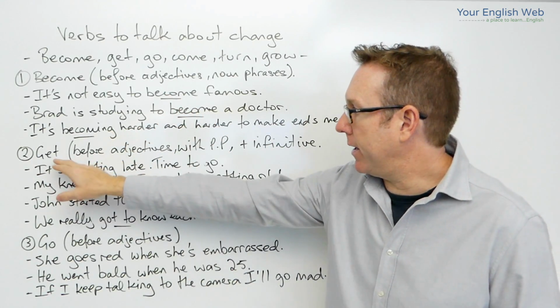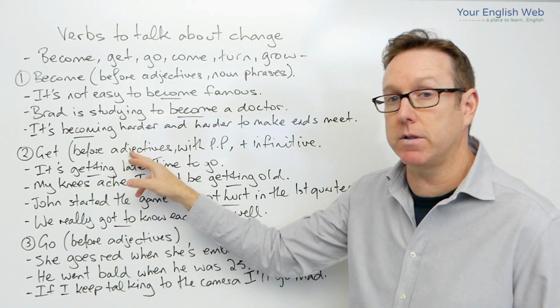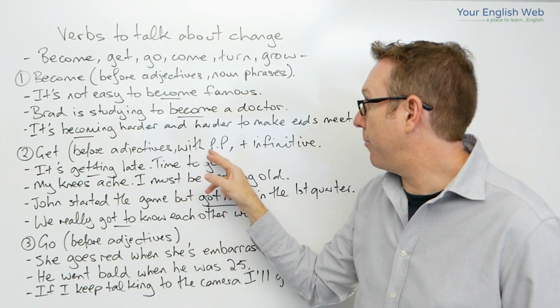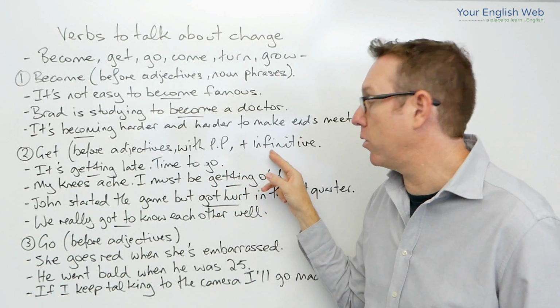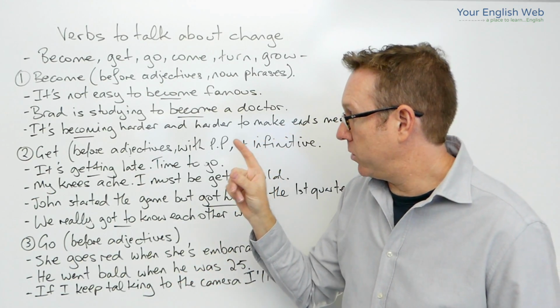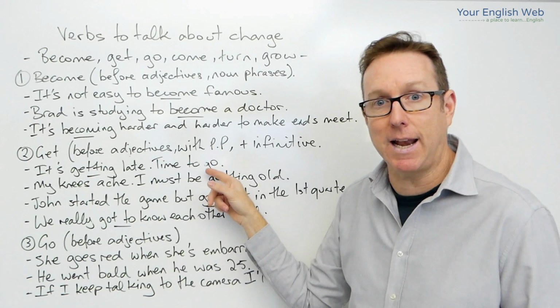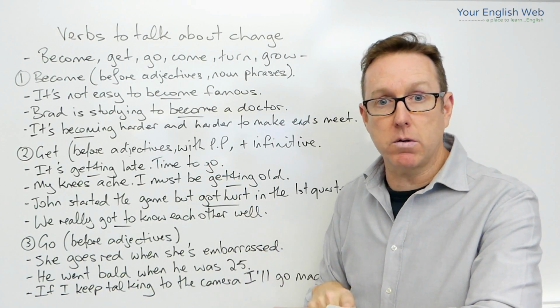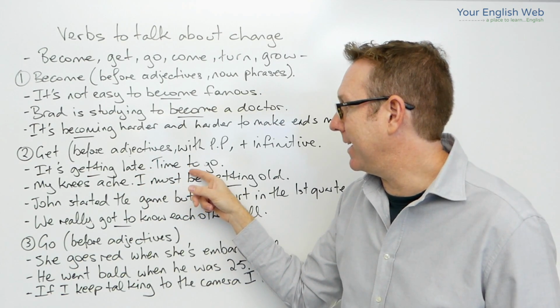Now the second way is with get, and we use get before adjectives, with some past participles, and also with an infinitive in order to show the change. Examples. It's getting late. It's time to go. It's getting late. Or 6 o'clock, time to go, getting late.